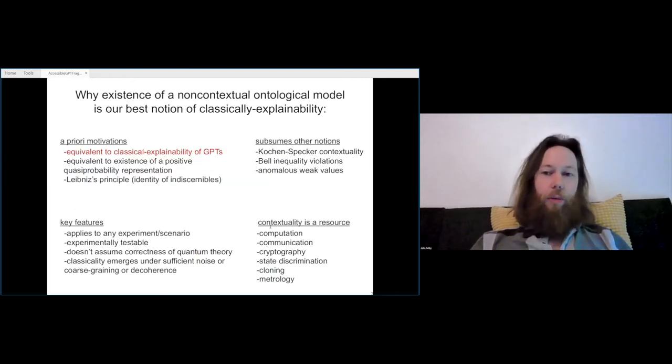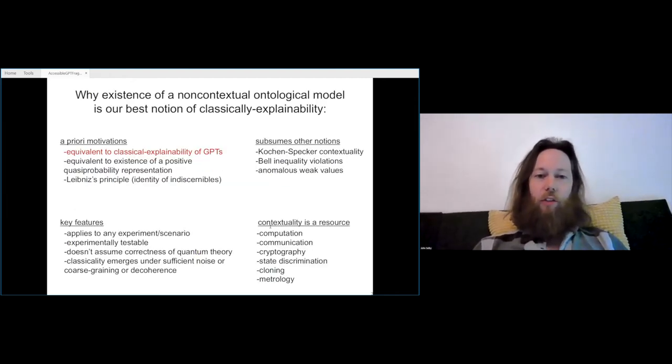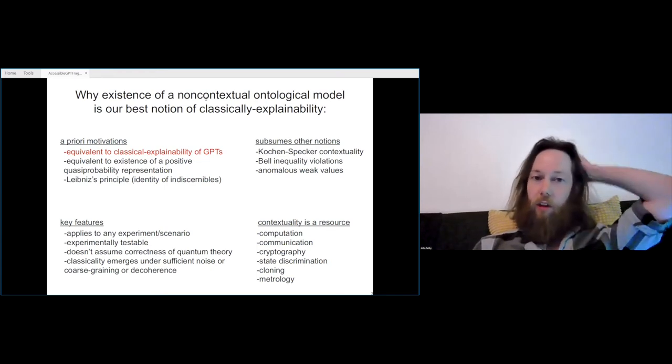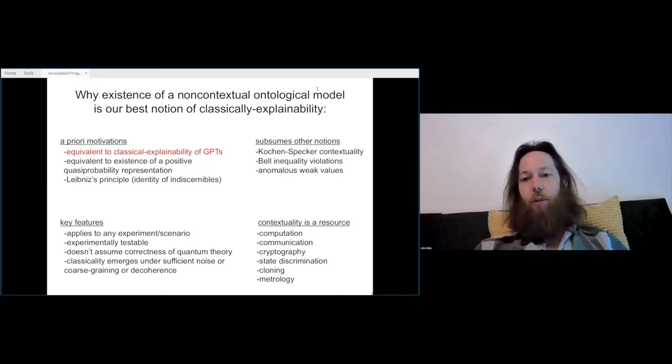For the purposes of this talk, I'm going to take the point of view that the best notion of classical explainability, so the best way to draw this dividing line, is by determining, for a particular phenomenon or a particular scenario, whether there exists a non-contextual ontological model or not.